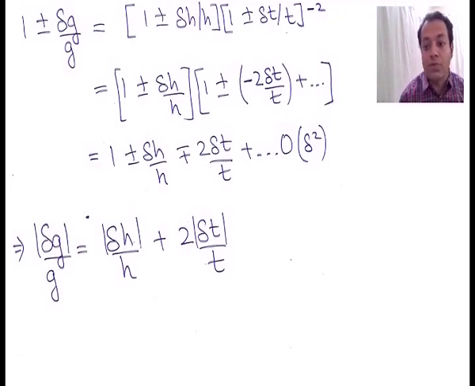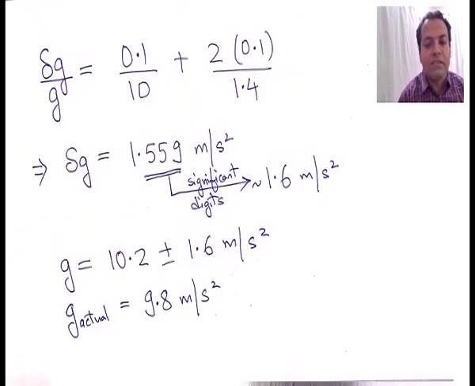Let's substitute the values that we have for our problem. Delta g upon g then becomes 0.1 upon 10 plus 2 times 0.1 upon 1.4. I can multiply them and I can get an answer which looks like 1.559. I don't have to report to so many significant digits. I can simply write this as 1.6 meter per second square. This is the error in the acceleration due to gravity as inferred from the experiment, and the value of g from this experiment is 10.2 plus minus 1.6 meter per second square, mostly because our stop clock has a very poor accuracy and the time of fall was very short. Yet the actual value lies within the error bar.